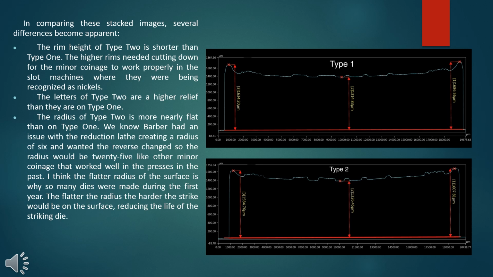We know Barber had an issue with the reduction lathe creating a radius of 6 and wanted the reverse changed so the radius would be 25 like other minor coinage that had worked well in the presses in the past. I think the flatter radius of the surface is why so many dies were made during the first year. The flatter the radius, the harder the strike would be on the surface, reducing the life of the striking die.